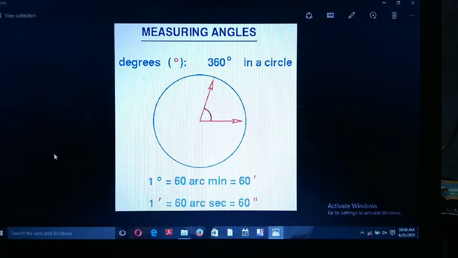Friends, in this video lecture we learned what parallax is, the parallax method, and the method of measurement of the dimension of a planet or star.